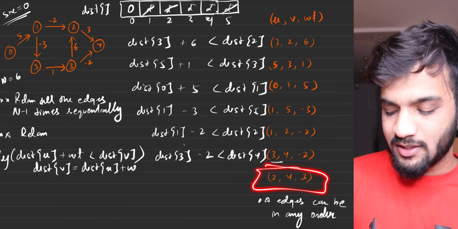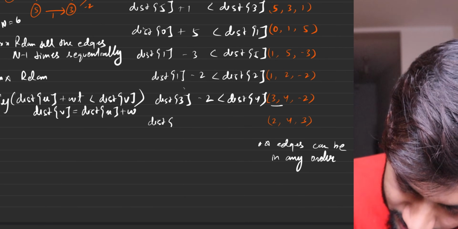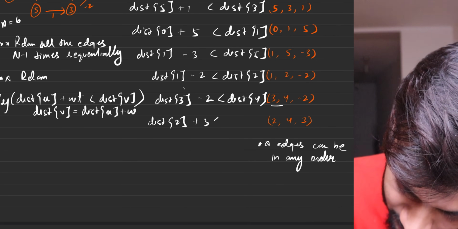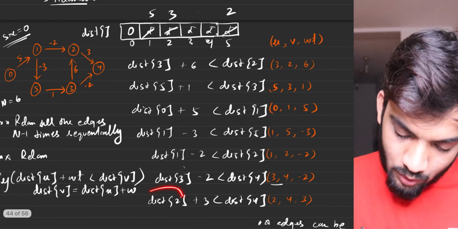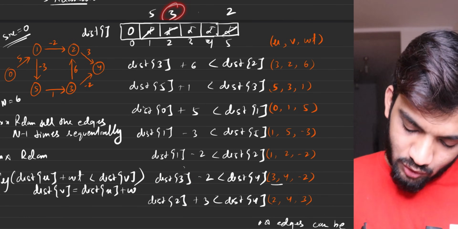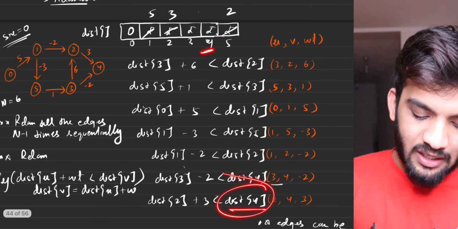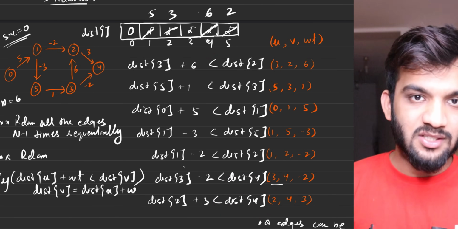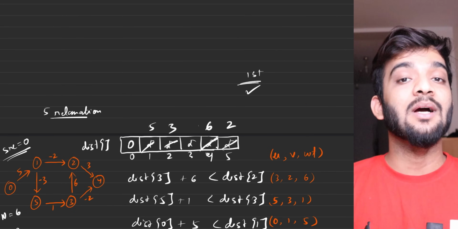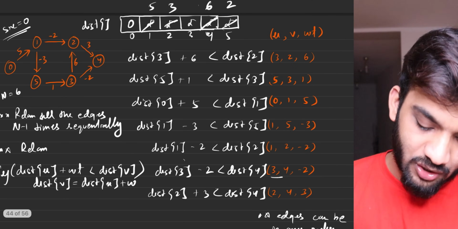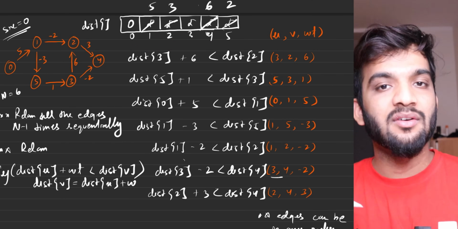Next is the last edge, which has to be relaxed. So let's quickly relax the last edge, which is nothing but distance of 2 plus 3 lesser than distance of 4. What is distance of 2? Let's see. It is 3. So 3 plus 3 is 6. What is 4? Infinity. So can I say this will be updated to 6? So the first iteration has been completed.